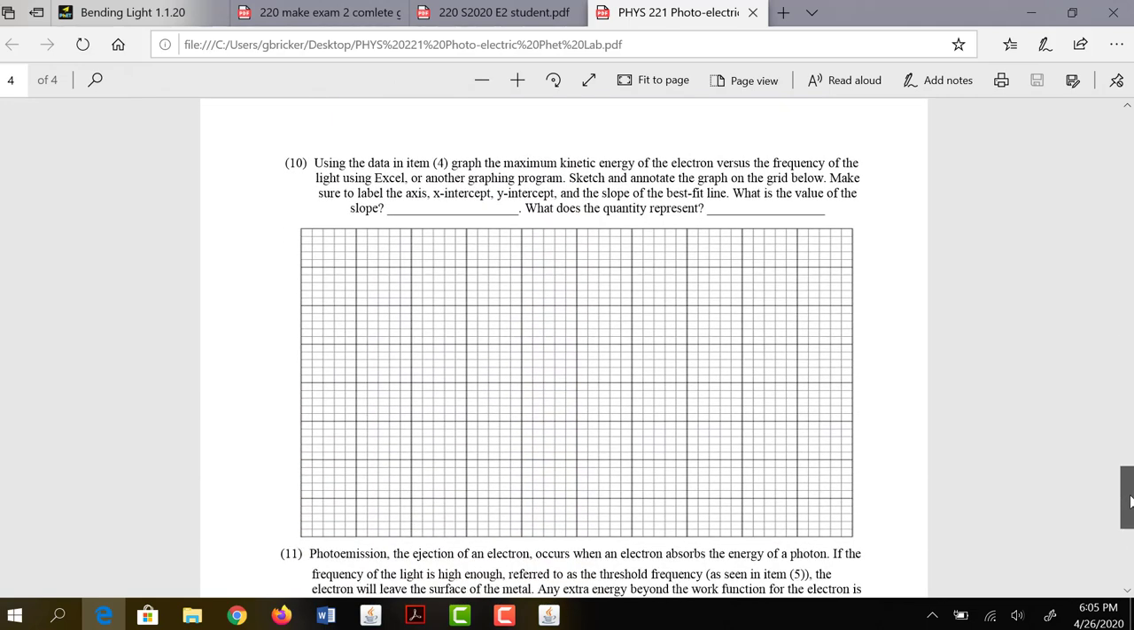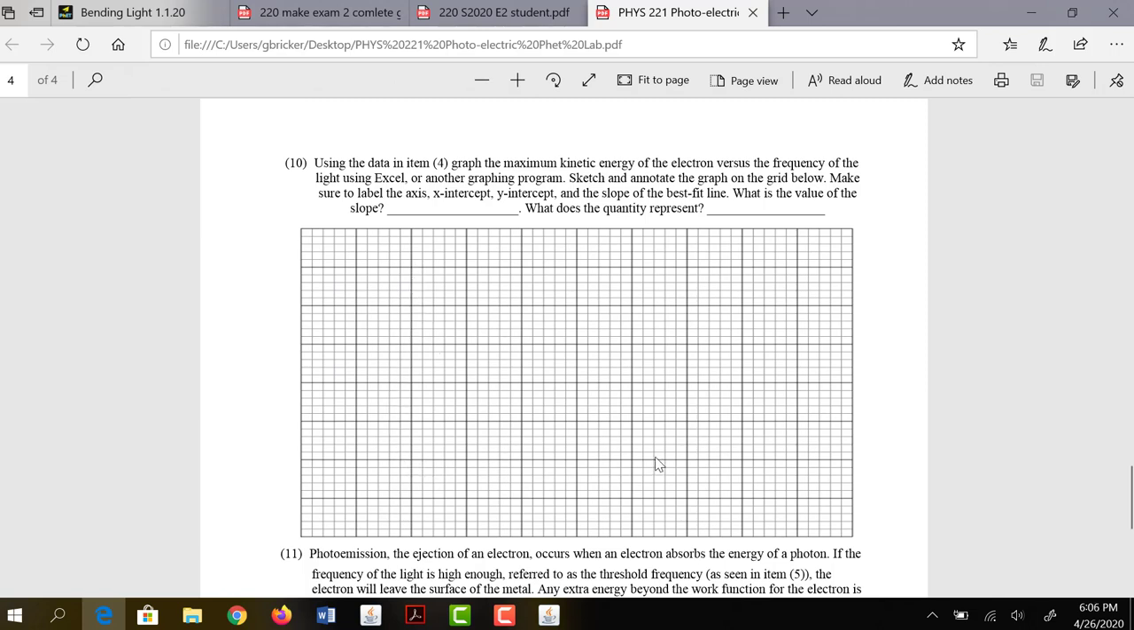Okay, so once you get that information, that data table that you just had from 4, we want to make a graph of this. So using the data in number 4 up there, graph the maximum kinetic energy versus the frequency. So maximum kinetic energy over here on the vertical column, and frequency here on the horizontal column. So if you want, you could do it in Excel or some other program, get that information. Now if you make a nice graph, if you can figure out some way to attach it, you could put it right here, or go old school and just, you have what you got from Excel, just kind of sketch and annotate the graph below.